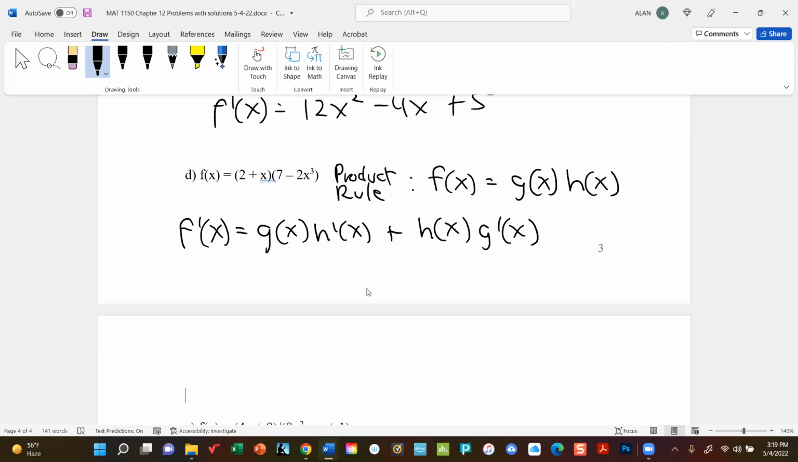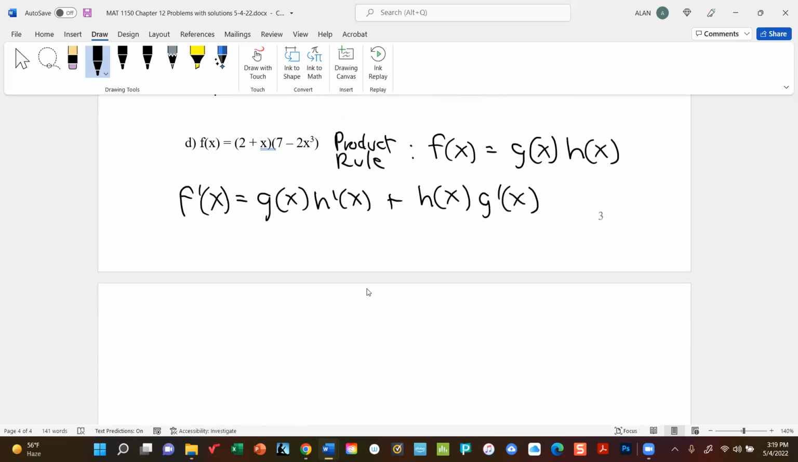So what we should probably do, just to keep it simple, is first make sure we know what's what. So g of x could be this 2 plus x. H of x is the second term, 7 minus 2x cubed. And then while we're at it, let's calculate these derivatives.